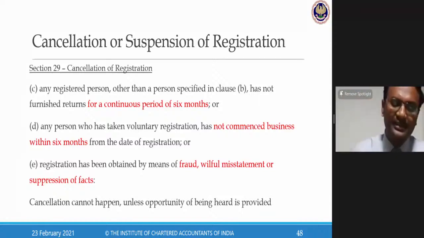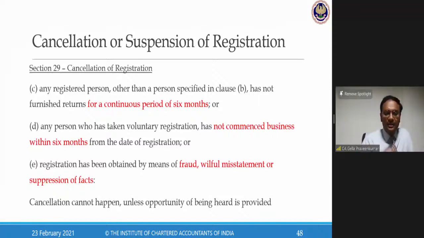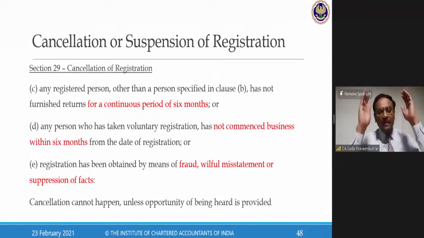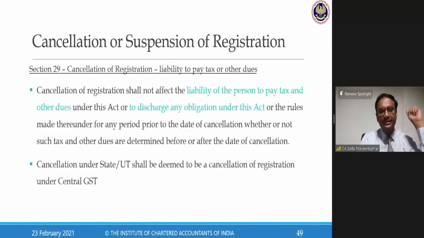Officer says, look, you have taken a voluntary registration, though you are not required to get registered. I'm calling for cancellation. Clause E, fraud, willful misstatement or suppression of facts. When you have taken a registration applying any of these activities, you obtained registration fraudulently, then they are going to cancel. Bear in mind, officer is going to give an opportunity of being heard before cancelling your registration.